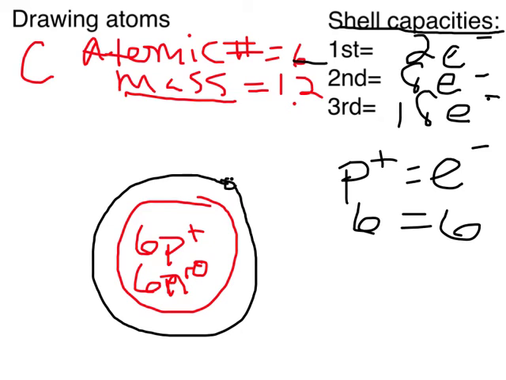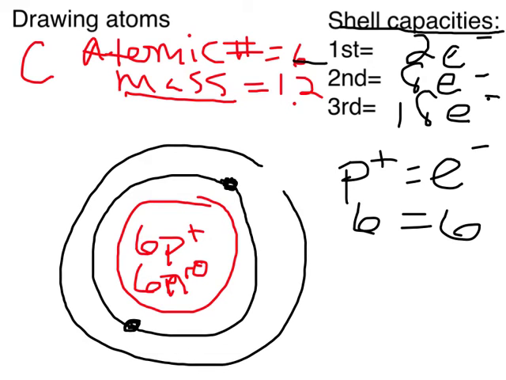Okay, so I have 6 electrons to place. Here's one, here's another. Now, I am at capacity here. That shell will only hold 2. I've got 2 in it. So in order to place my remaining 4 electrons, I'm going to have to go to another shell. So I'm going to have to draw a second shell in.